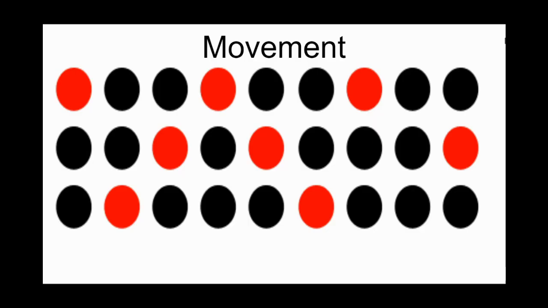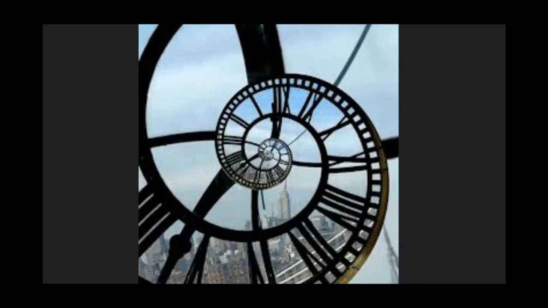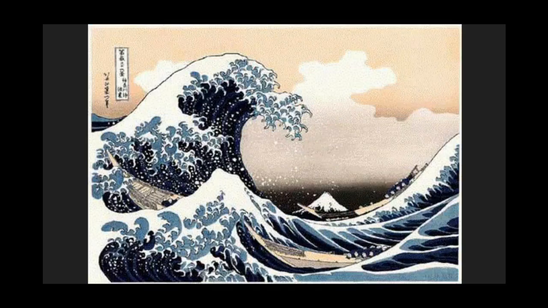Movement refers to the way in which the viewer's eye moves around the piece. In this image, the red dots help move my eye from the left side up and down across into the right side of the image. In this one, the spiral helps move my eye from the outside quickly down into the inside or into the center of the image. And in this one, my eye travels up and around the wave to where it gets ready to crash. And then I notice the volcano or the mountain in the distance.